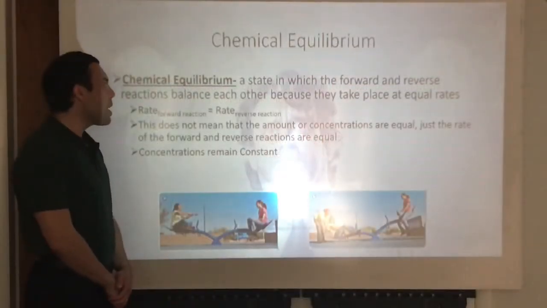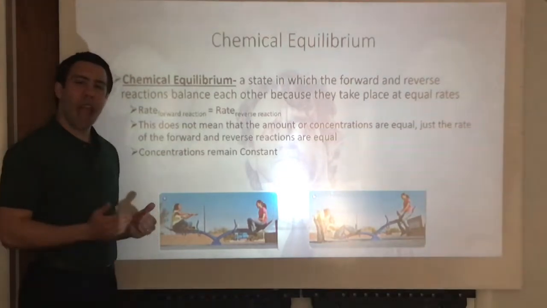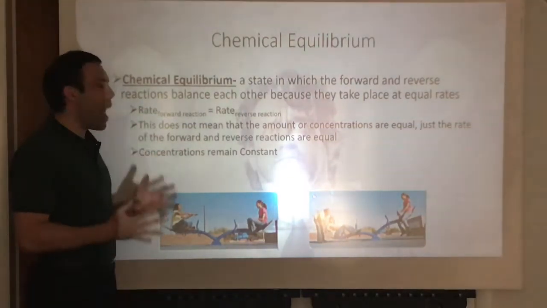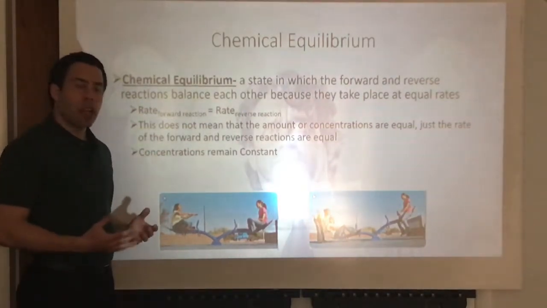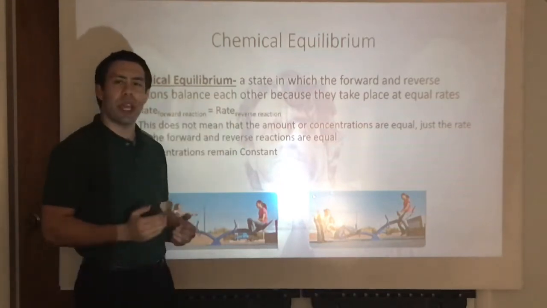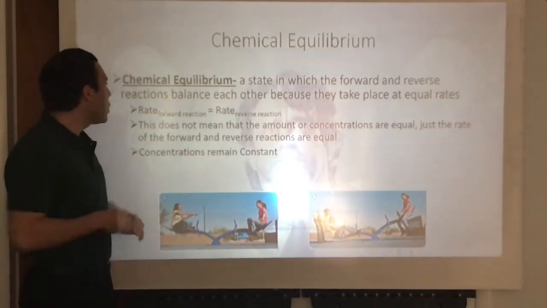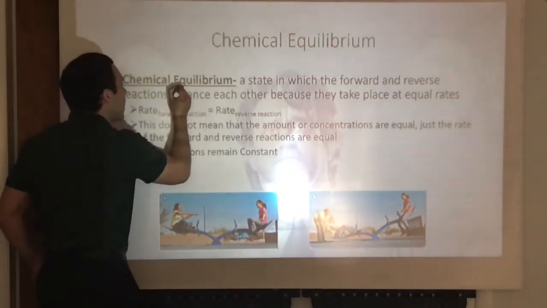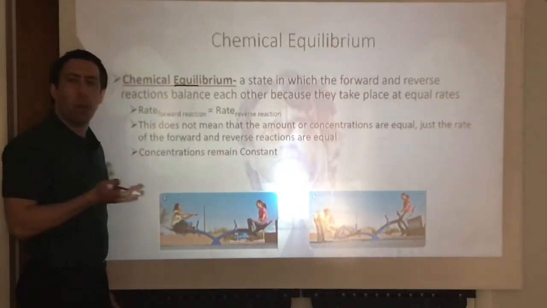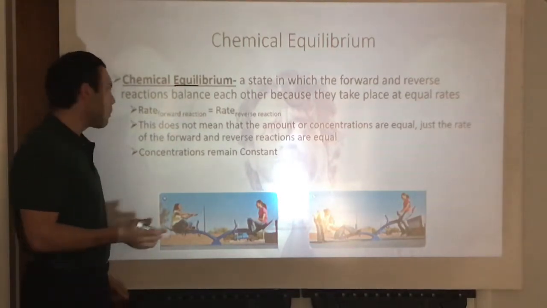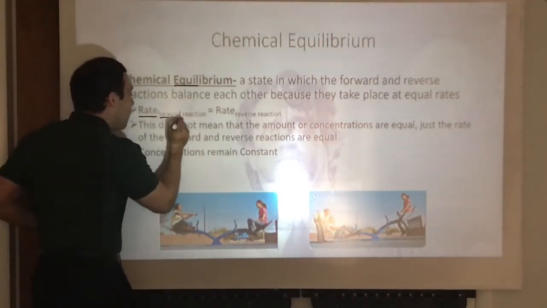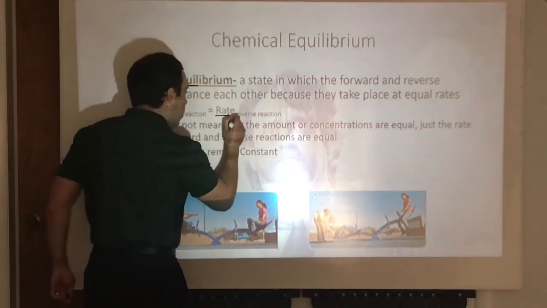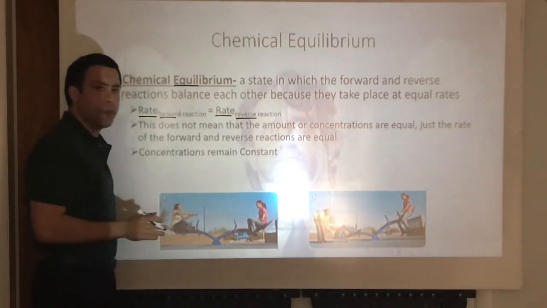Chemical equilibrium is a state in which the forward and reverse reactions balance each other out. That occurs because they take place at equal rates. So when you see the word equilibrium, I want you to think of the word equal. And what is equal in chemical equilibrium? Well, the rate of the forward reaction is equal to the rate of the reverse reaction.